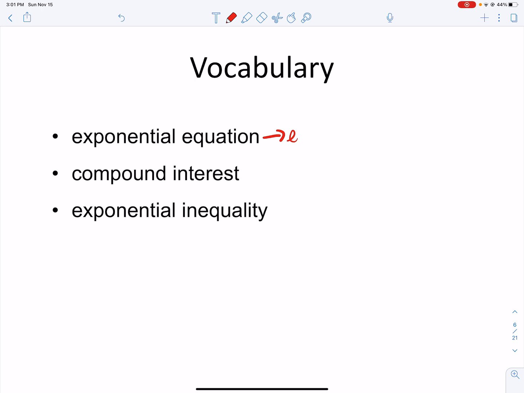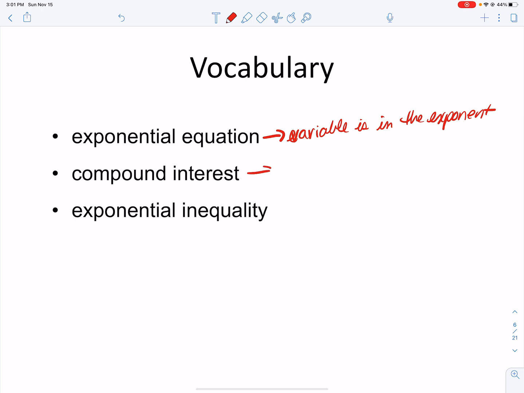So it is when the variable is in the exponent. And it's the same thing whether it says to write an equation, which would be y equals, or if it says to write a function, you would do your f of x.